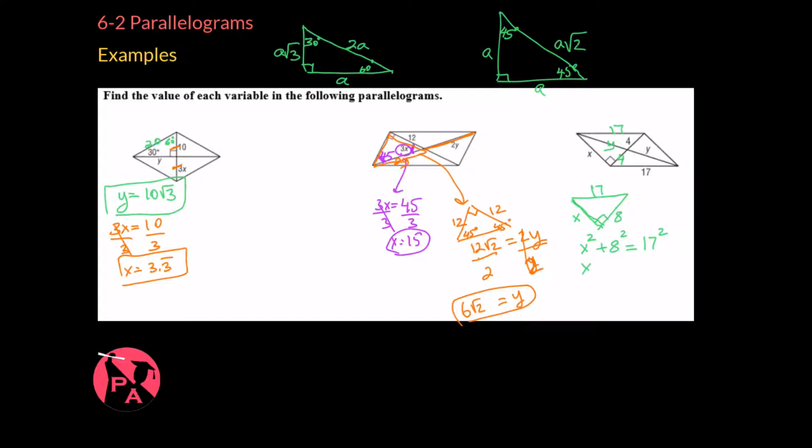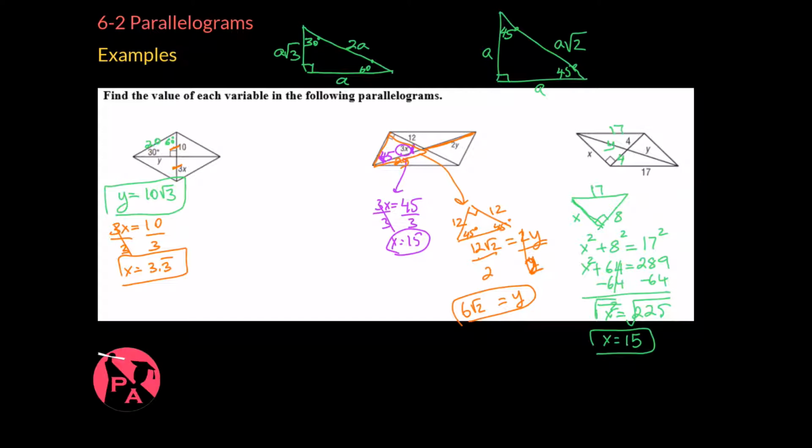So x squared stays the same. 8 squared is 64. 17 squared is 289. So we subtract 64 on each side. x squared would be equal to 225. So we need to get rid of this square by doing its opposite, which is square root. So x would be radical 225. That's a perfect square. x would be 15.